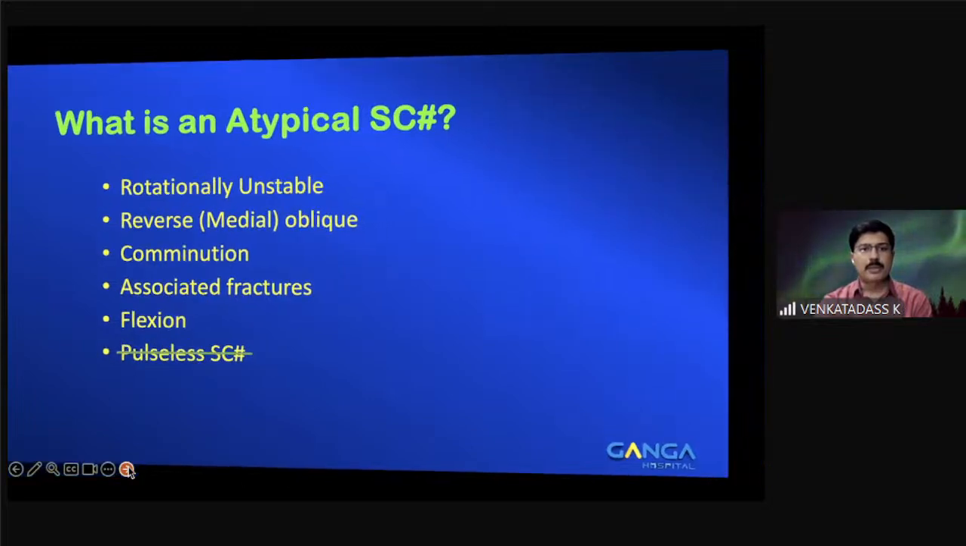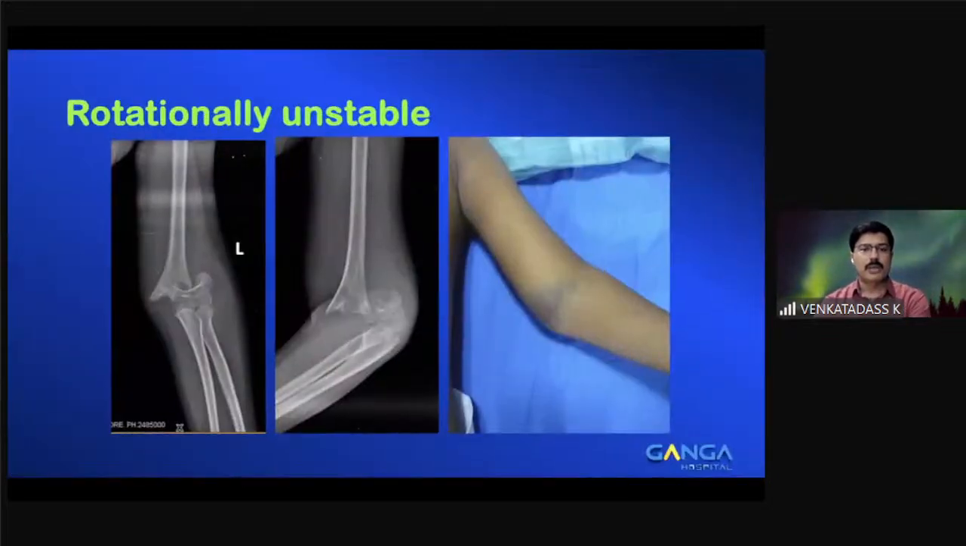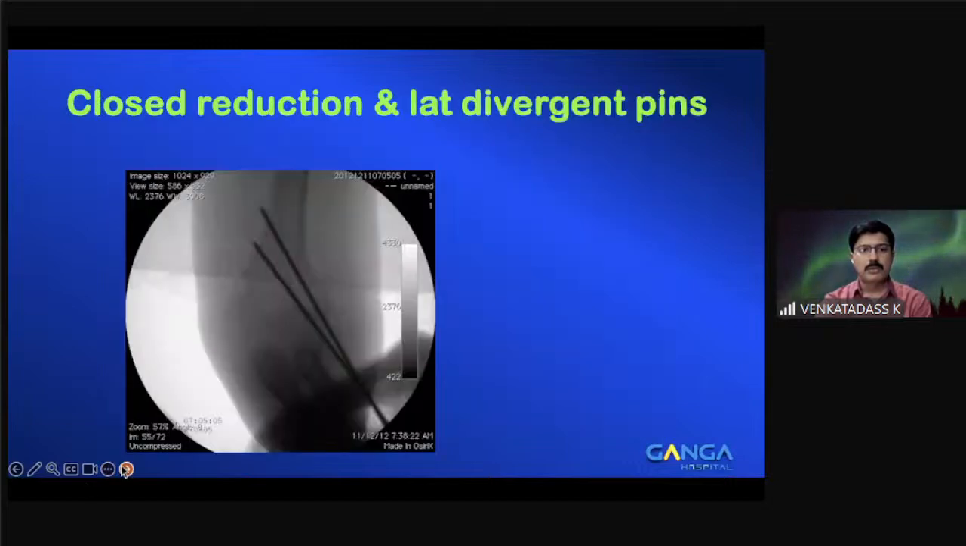So let us start with the rotationally unstable fracture. This was a 12-year-old boy who came with a posterolateral supracondylar fracture type 3, and you can see the hematoma on the anteromedial aspect. This was reduced closed and stabilized with two lateral wires.